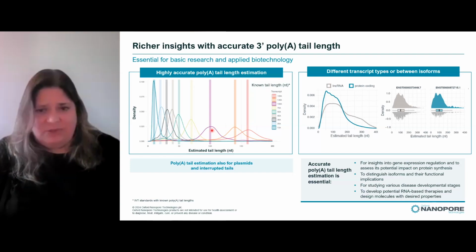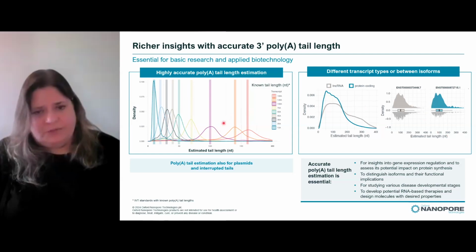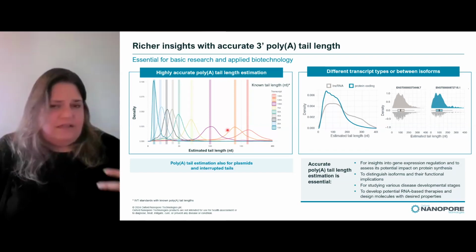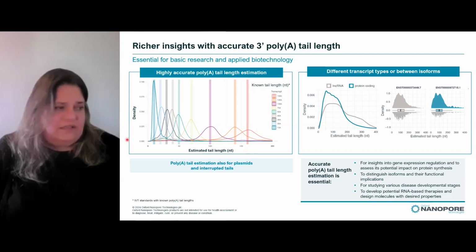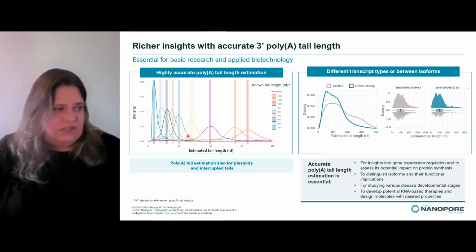This data is now available to run through Dorado. Before, you would have to use a third-party tool to look at poly A tail lengths, which was much more computationally intensive. Now this is just available in Dorado. If you want to look at it, you can. Here we've got IVT transcripts that we've made with different poly A tail lengths up to 160, and we can measure them. We know what they'd expect them to be, and that's where they're mapping as far as the estimation is. So this is quite good, very accurate.